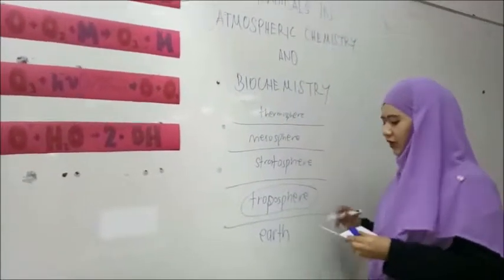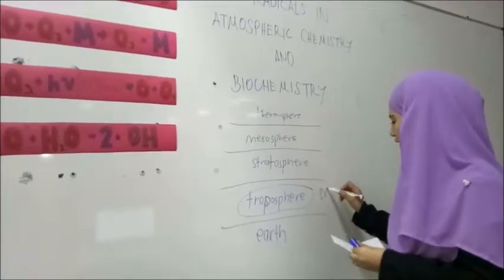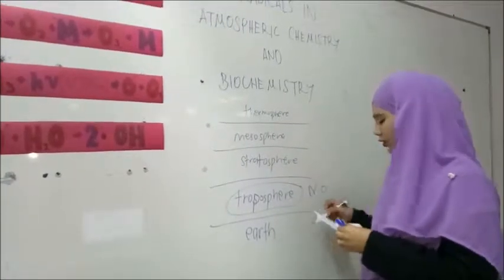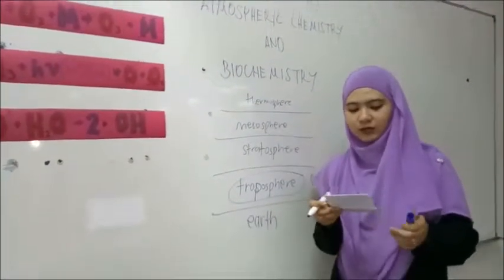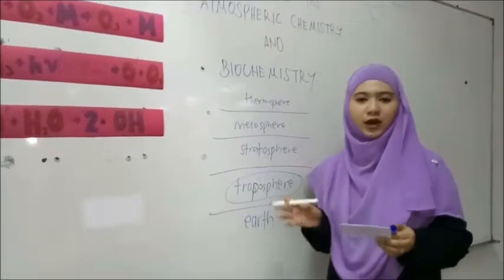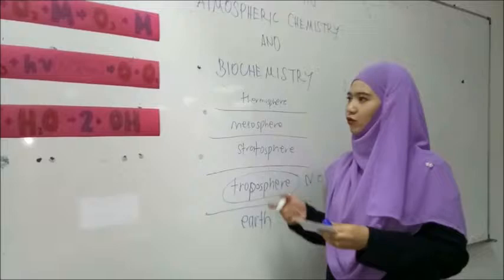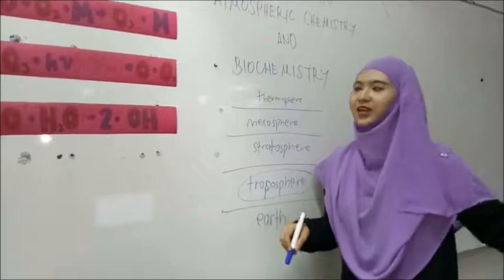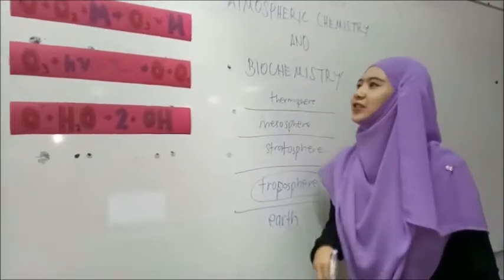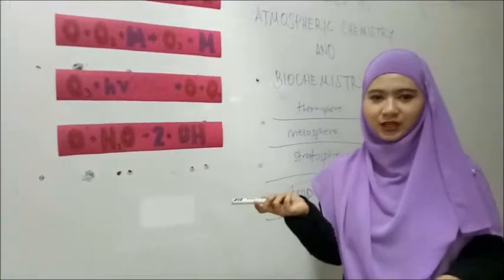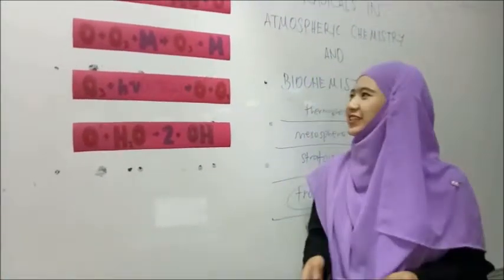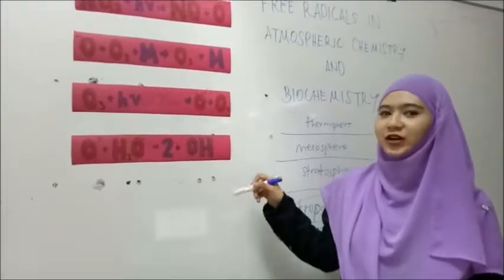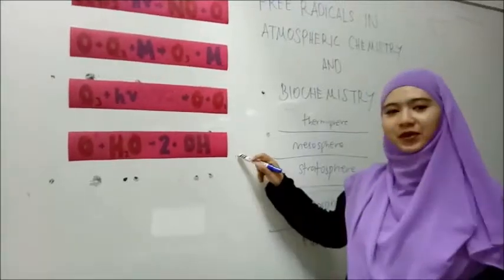Here the bulk of dry air is made up of nitrogen and oxygen. Other than that, we have the noble gases, carbon dioxide, and a large number of other minor gases constituting the remaining 1% of the atmosphere. To explain more about the troposphere, my friend Athirah Husna will explain the formation of radicals that happens in the troposphere.